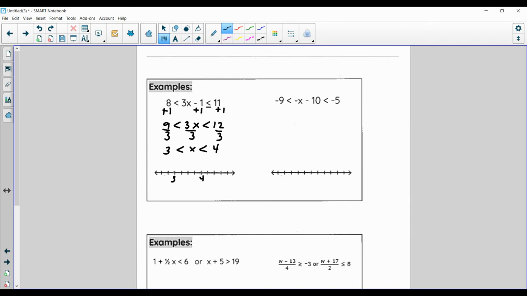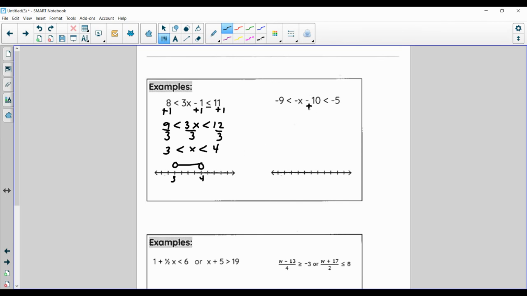With compound inequalities, it's enough to just write your two important numbers. Both 3 and 4 are getting open circles, and we're joining it in between with a line because this is always what an and graph will look like.